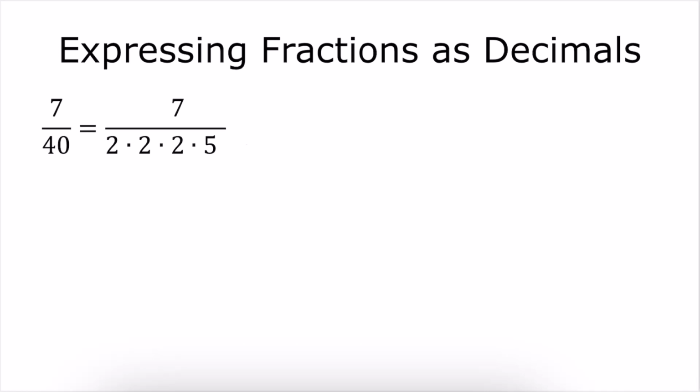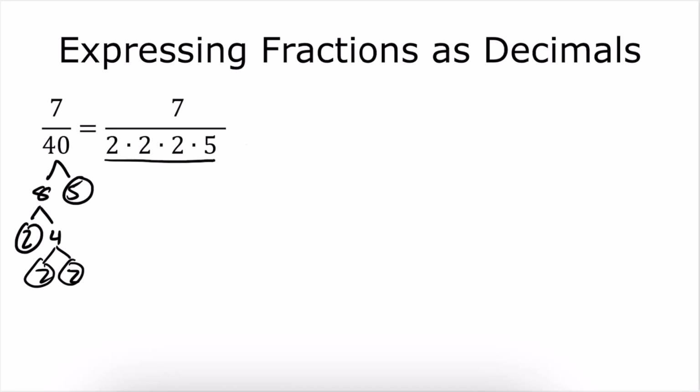factorization of the denominator. So 40 can be factored into 8 times 5, and 8 can be factored into 2 times 4, and 4 can be factored into 2 times 2. So the prime factorization of 40 is listed here. And if we want to write a fraction as a decimal, we need to make it so that the denominator is a power of 10.